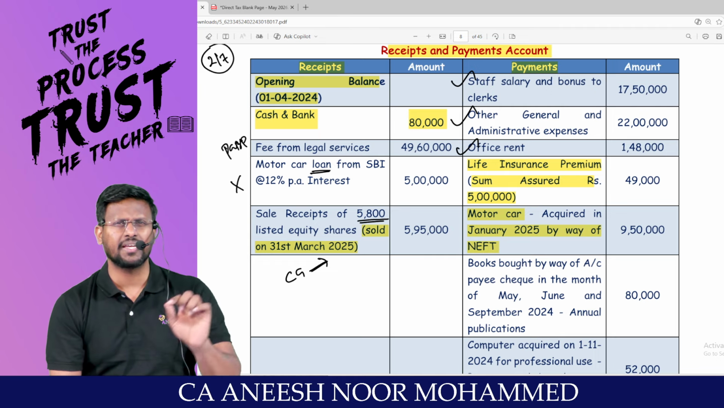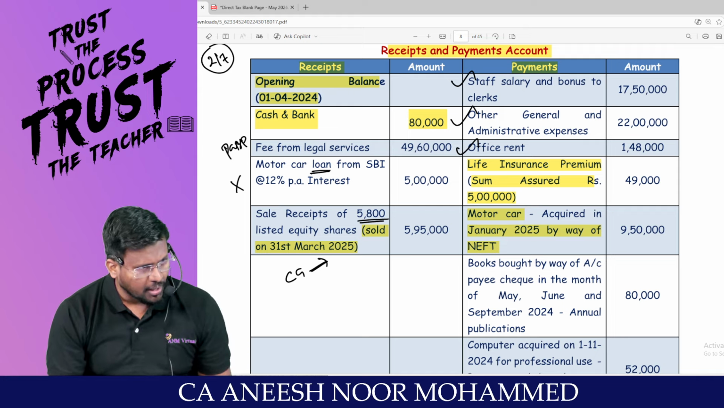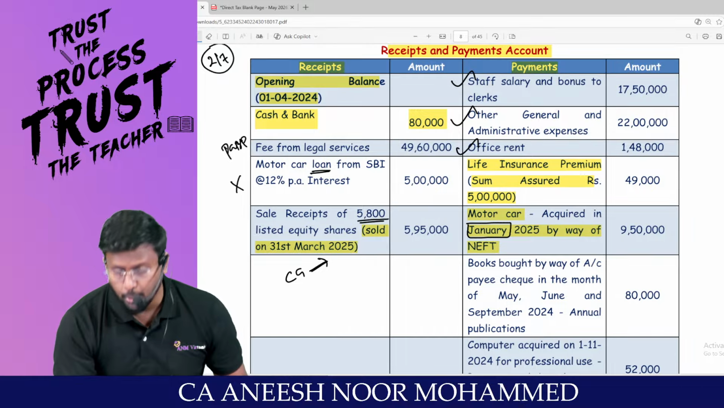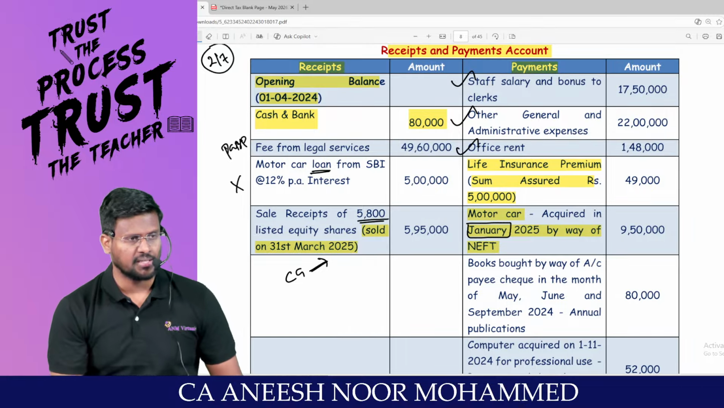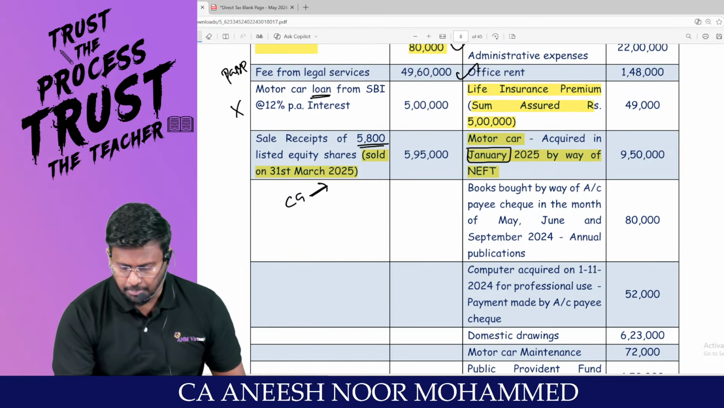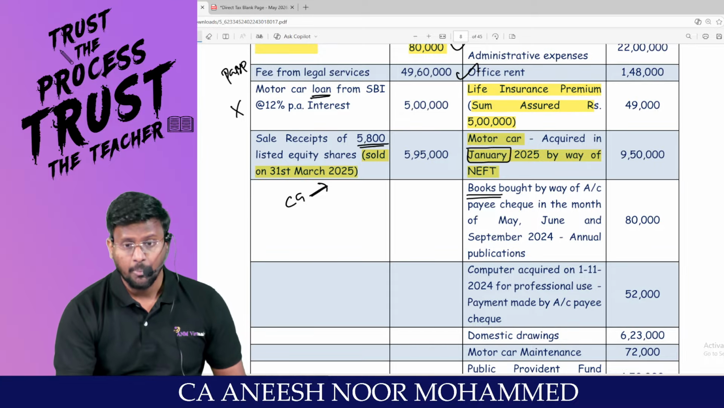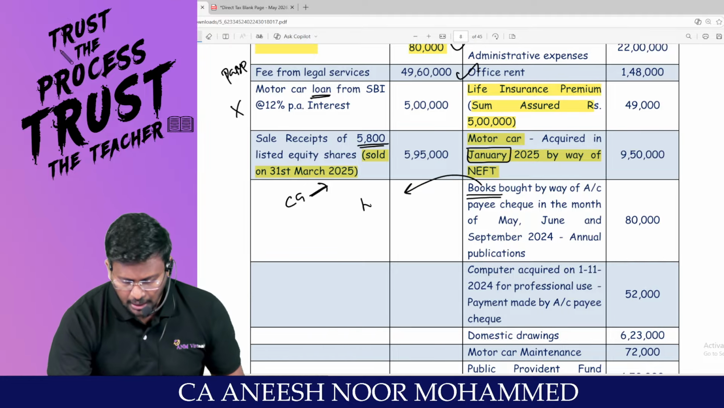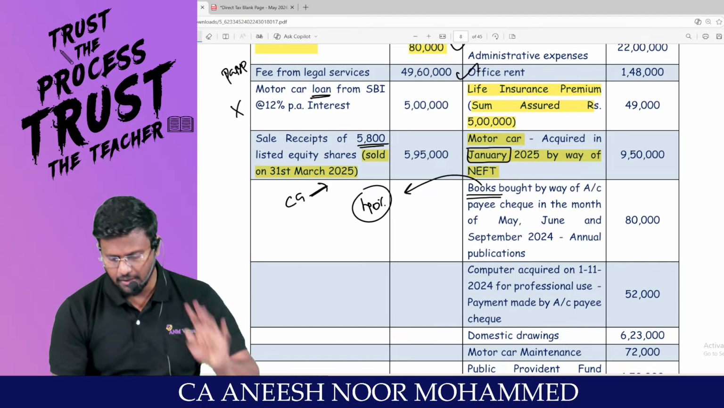That means section 43(1) Explanation 3 provisions will not be applicable. Since it is January, that motor car would have been put to use only for less than 180 days. You are entitled to claim only half the rate of depreciation. Books bought by way of account payee cheque. Whether it is annual publication or other than annual publication, the rate of depreciation for books is 40%.